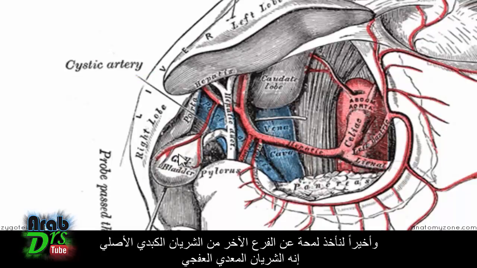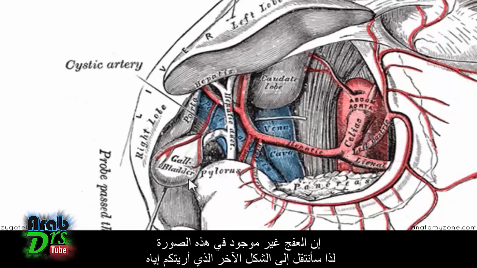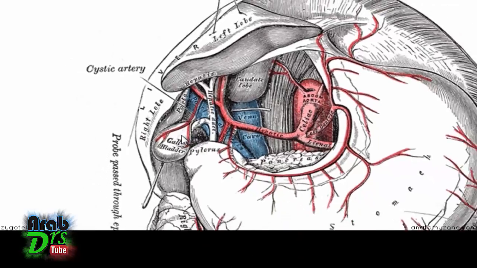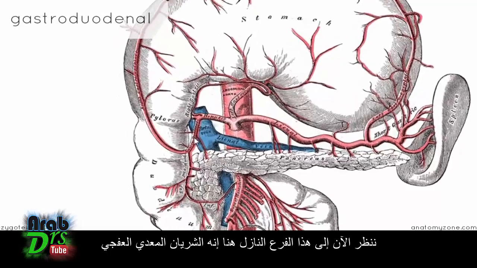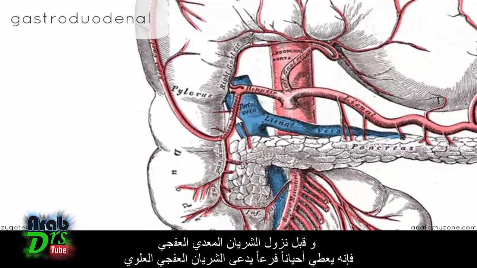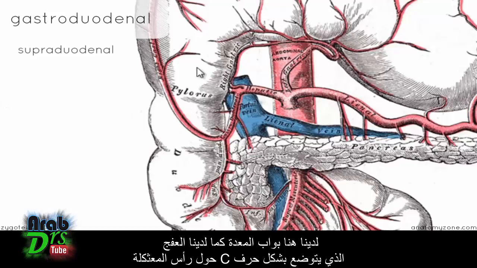So finally we've got to take a look at this other branch of the common hepatic artery, the gastroduodenal artery. So there's no duodenum in this picture, so I'm going to flick over to the other diagram I showed you. So we're looking at this descending branch here, the gastroduodenal artery. So before the gastroduodenal artery descends, it sometimes gives off a branch called the supraduodenal artery, which supplies the top part of the duodenum. So we've got the pylorus here of the stomach, and we've got the duodenum with its C shape sitting around the head of the pancreas.